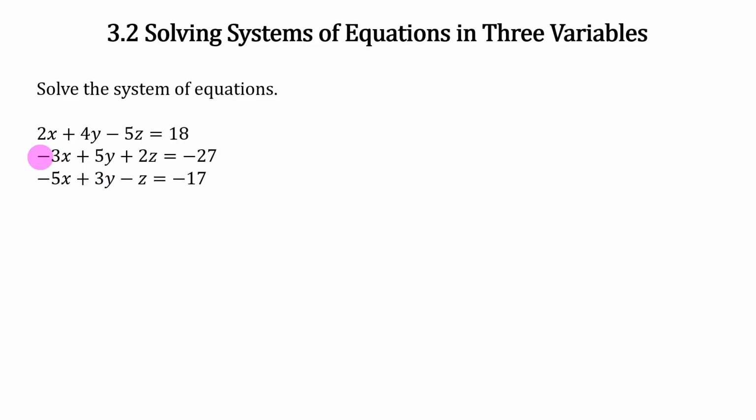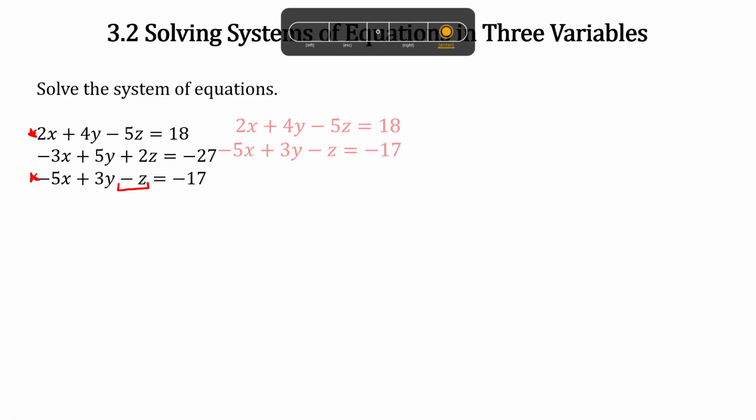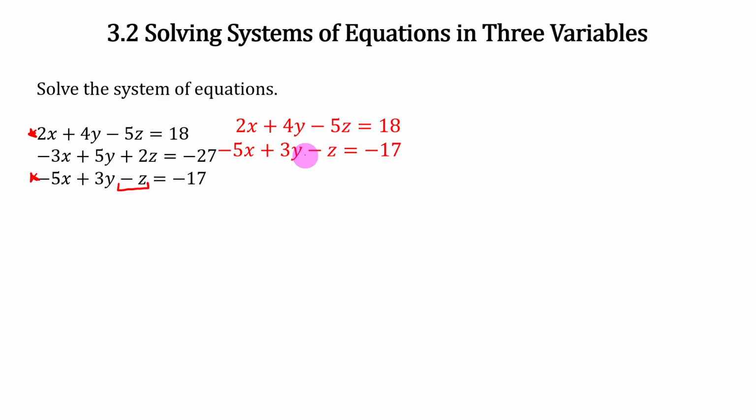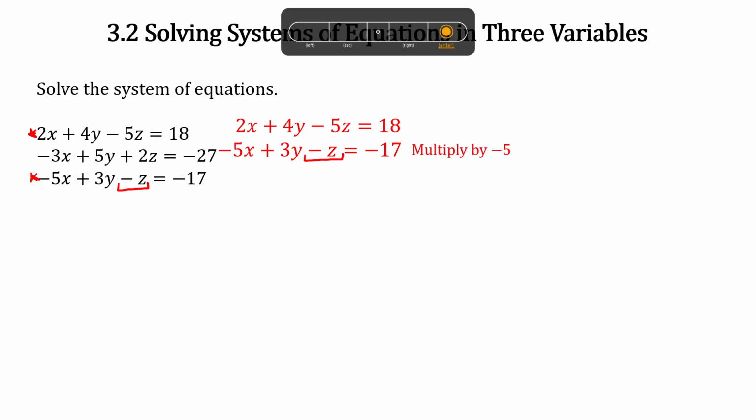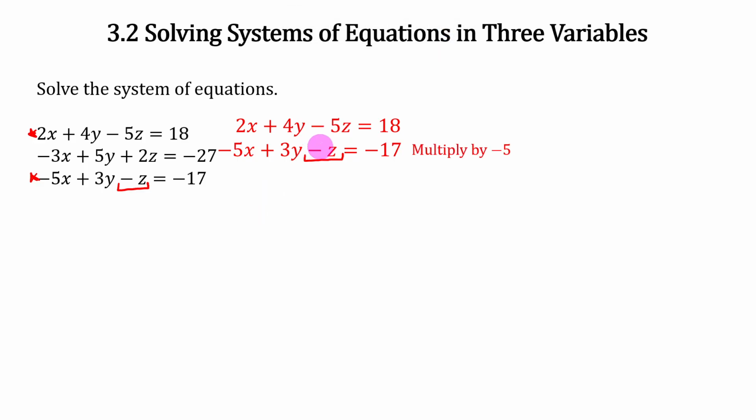Okay. I think I'll start with using this one and this one, because this looks like the easiest thing to use to get stuff to cancel out. I'm canceling out my z's. So I need this to be plus 5z. So I'm going to multiply everything by negative 5, because I have to get this sign to change.